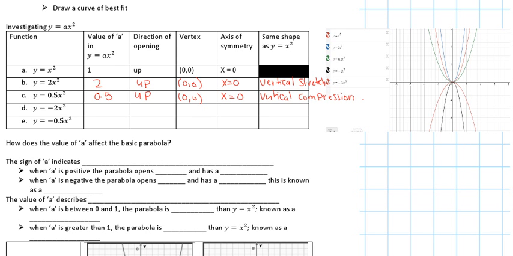And then for D, what's the value of A? -2. Which way did the graph open? Down. And the value of your vertex? Axis of symmetry? X equals 0. Vertical stretch, but we also have to add to it. So for vertical stretch, I'm just going to write VS. Okay? VS, and you have a reflection. Don't forget the reflection.